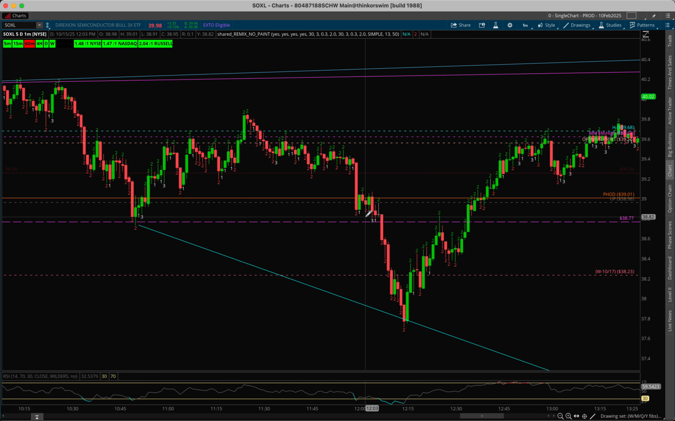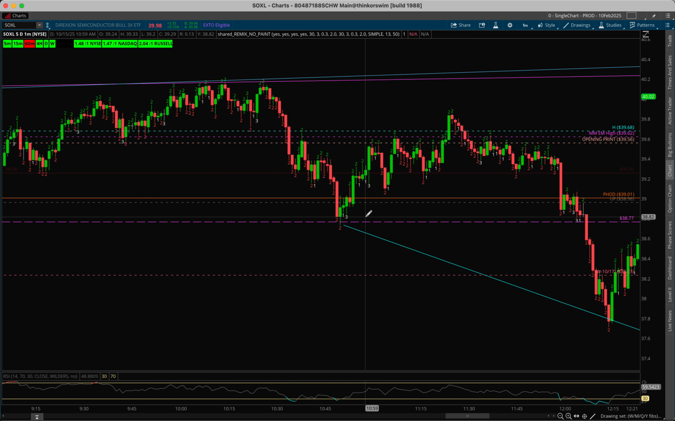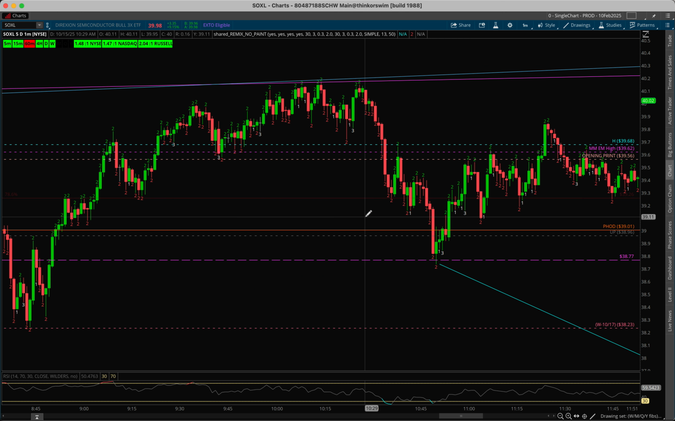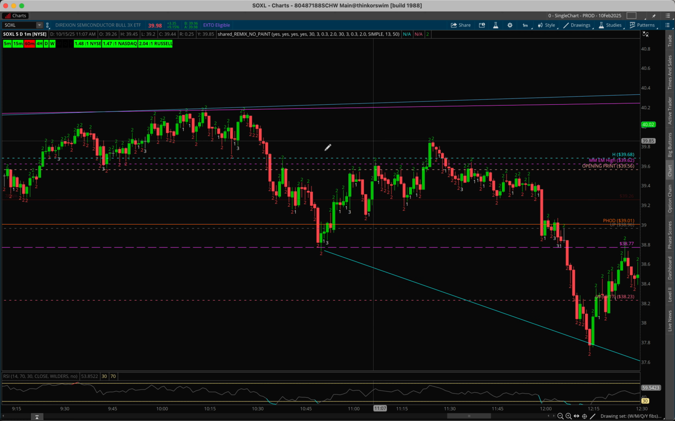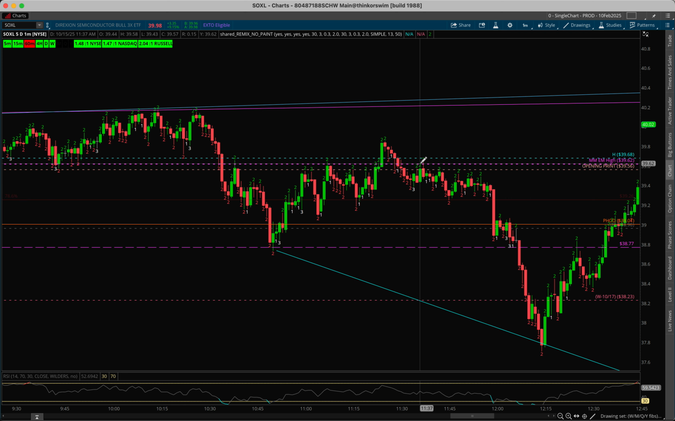Let's see, where were we? What time was that? Can't remember exactly where we entered, maybe it was on the 5 minute. Actually, no, we didn't enter right away because we were still at the opening print.